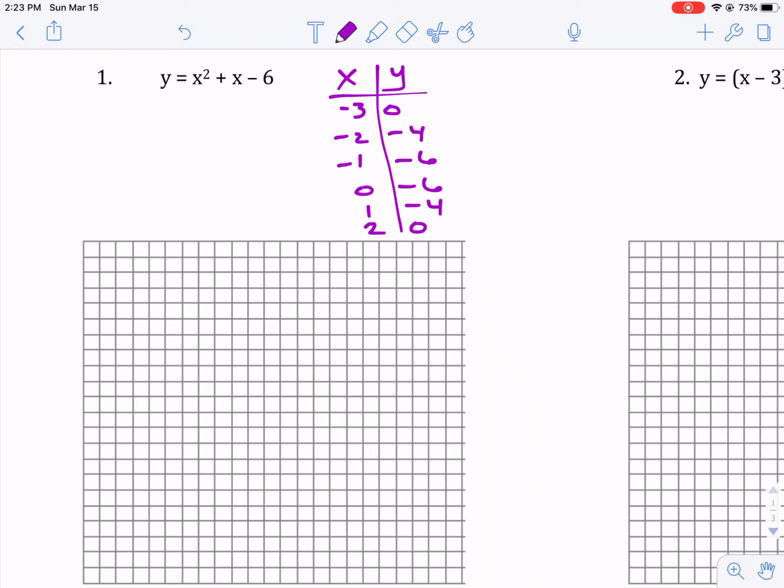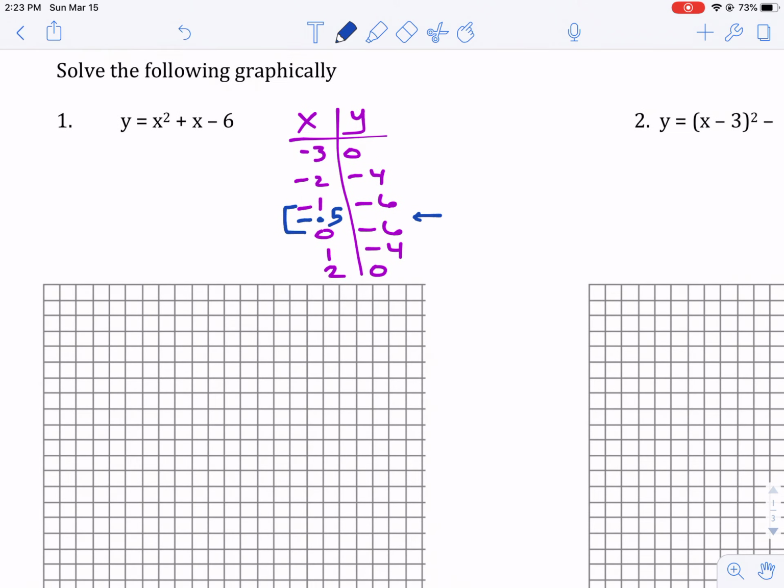So the first thing I notice is that my vertex is missing. And I know that I'm supposed to have an oddball point right here in between those -6's. So over here on the x, I know the x value is going to be halfway between that -1 and 0. So that means my axis of symmetry should be x equals -0.5. And now to find the y value to go with it, I need to plug it into the equation. So y equals -0.5 squared plus -0.5 minus 6.